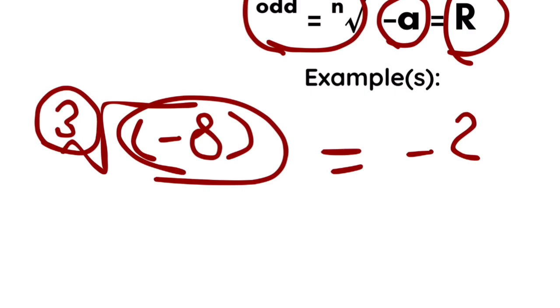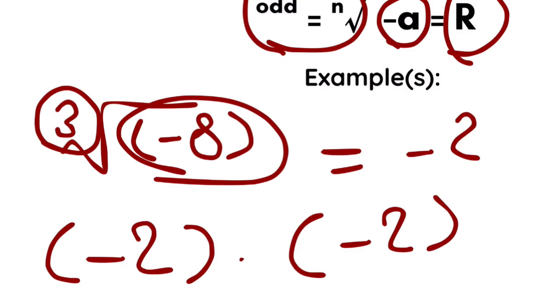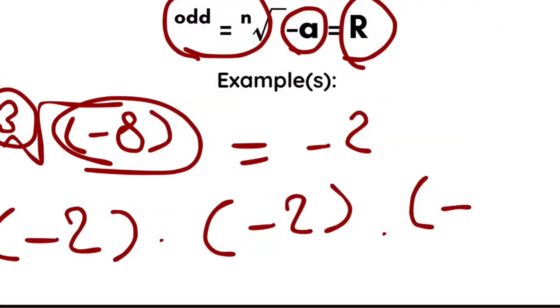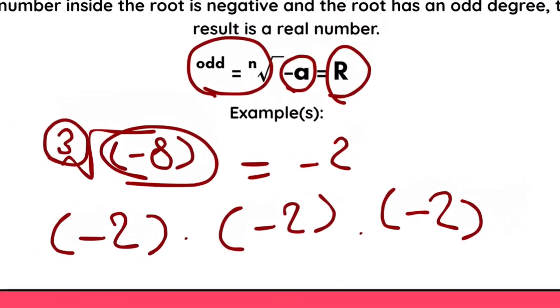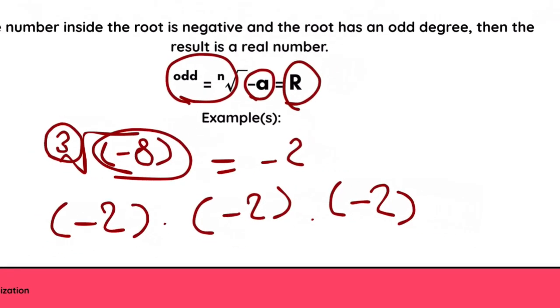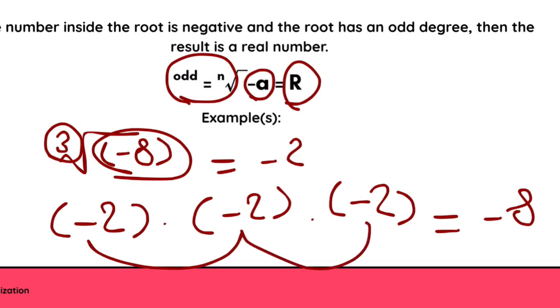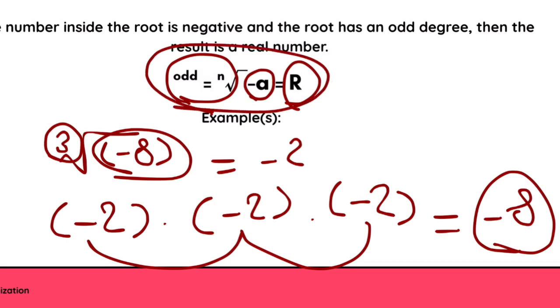What happened? Let me show you. If I have minus 2 times minus 2 times minus 2, basically minus 2 to the power of 3, which is our degree, it equals minus 8, right? Because minus times minus is plus, and plus times minus is minus. So that is why the sign will keep being negative. And that is why we say that the answer for this type of operation is always a real number.